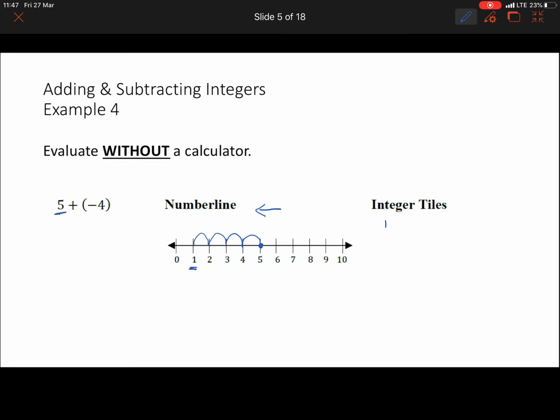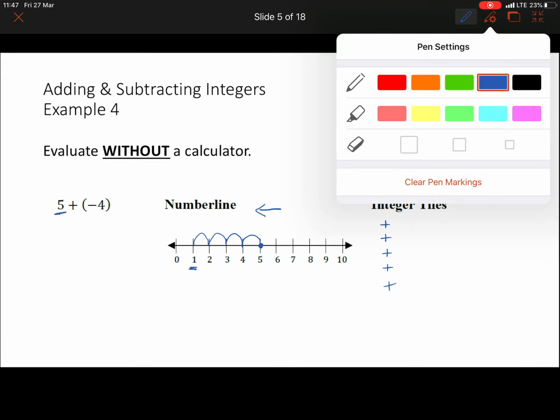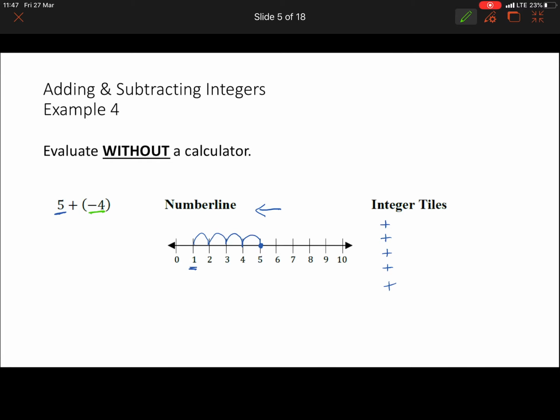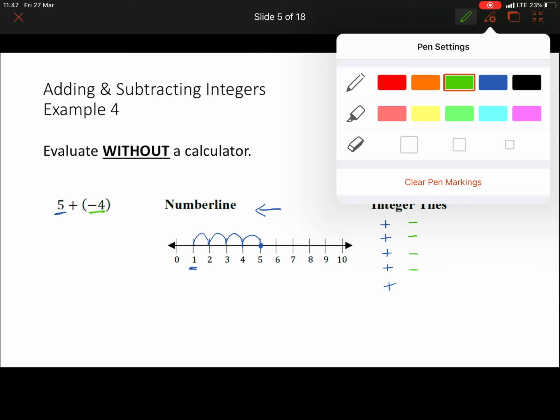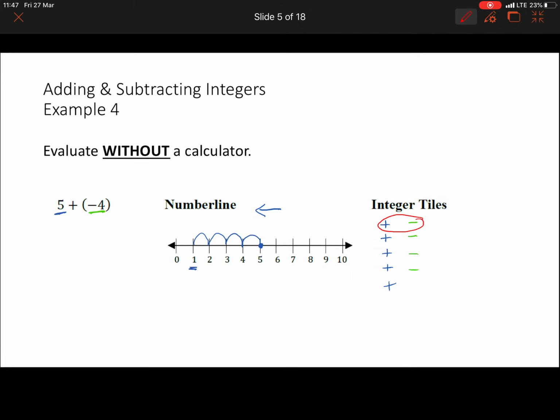Using the integer tiles, I've got 5 positives and then 4 negatives. Grouping the things that will cancel out, a positive and a negative will always give us 0. You can see we now have 1 positive left, which gives us an answer of 1.